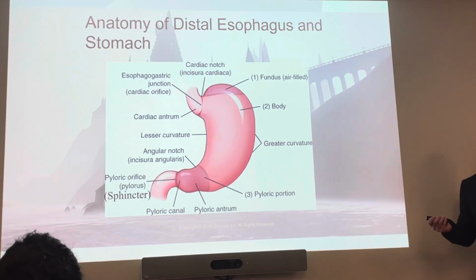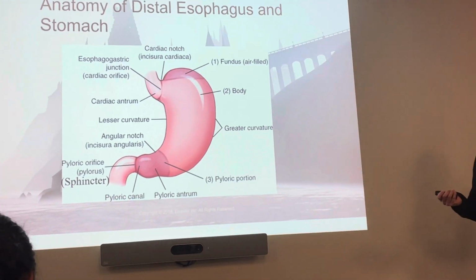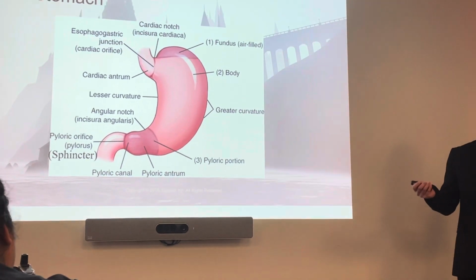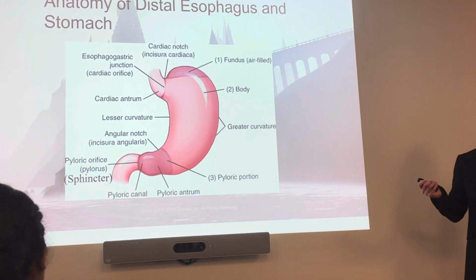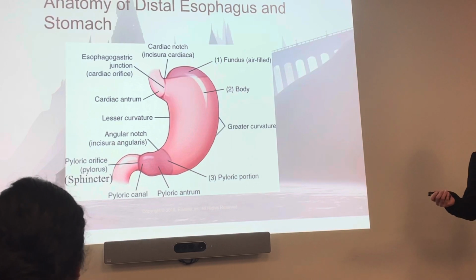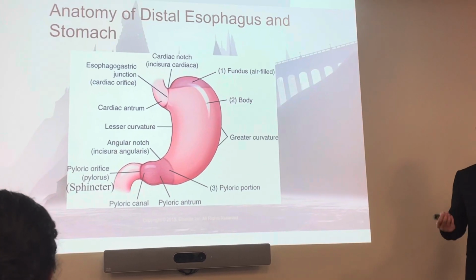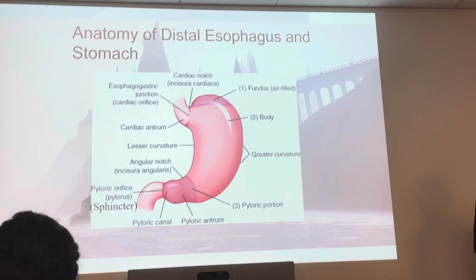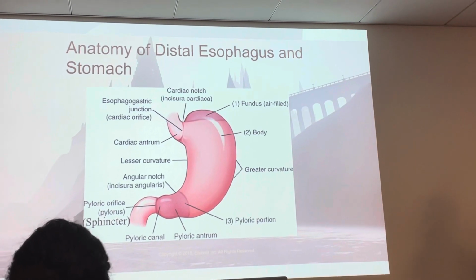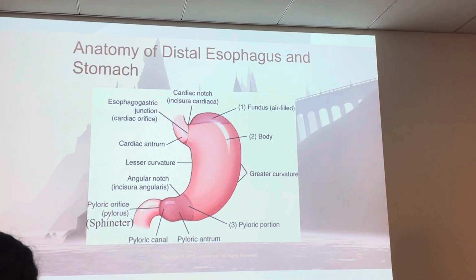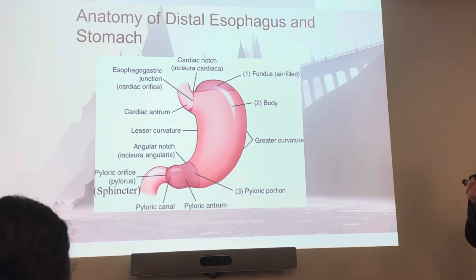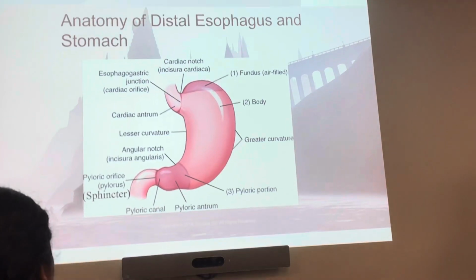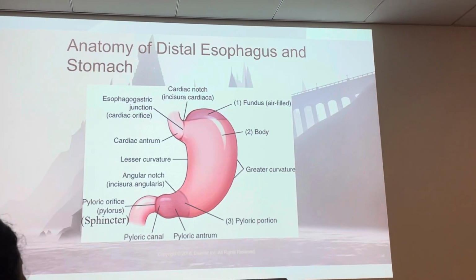By the way, alternative names. I don't think they'll use these. These are like Latin names, but the cardiac notch can also go by Incisura cardiaca, and the angular notch can go as Incisura angularis. You sound fancy when you say it like that, right? It should sound more educated. The Incisura cardiaca.